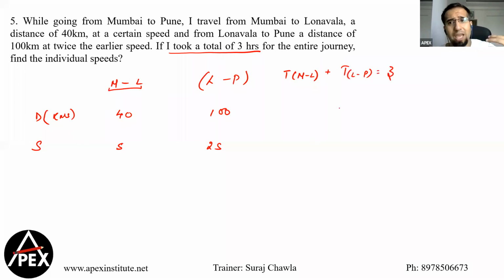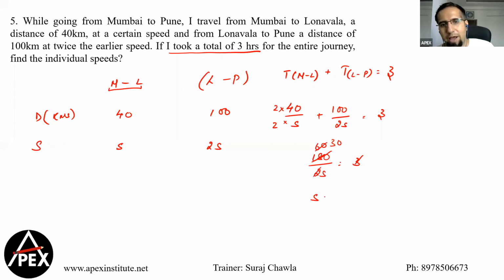Now, what is the formula of time, guys? The formula of time is distance by speed. Okay, so this gives me 40 by s plus 100 by 2s, which is equal to 3. If you want to simplify, you can multiply by 2 on both the sides. So the denominator is the same. So I can say this is 180 by 2s is equal to 3. 3 ones are 3, 60s are 2 ones are 2, 30s. So therefore, I get the value of s is equal to 30.